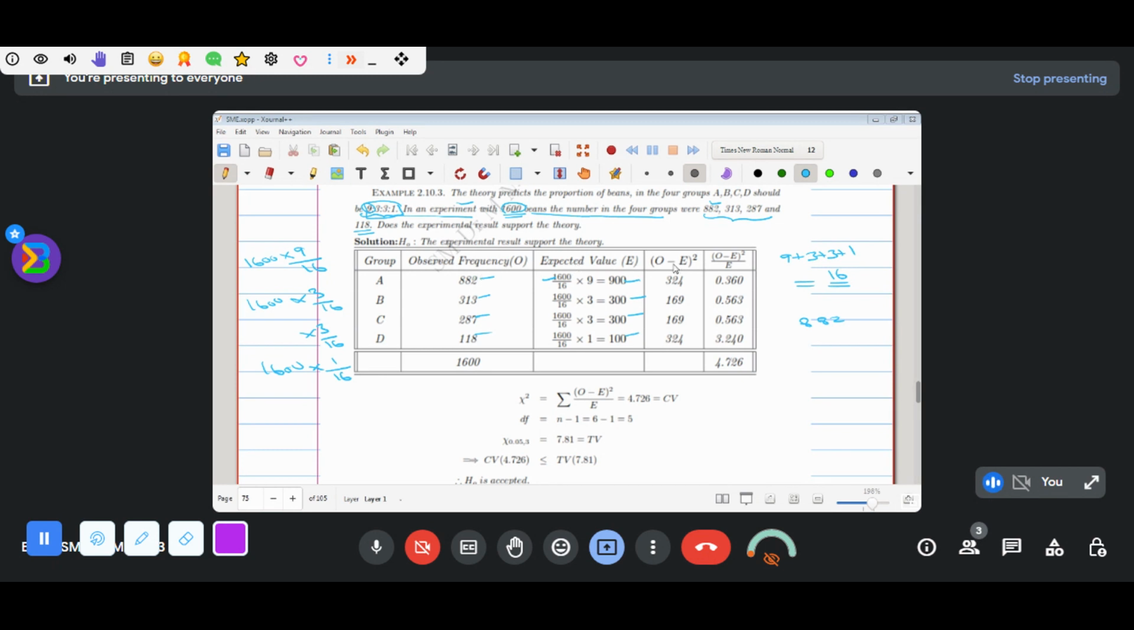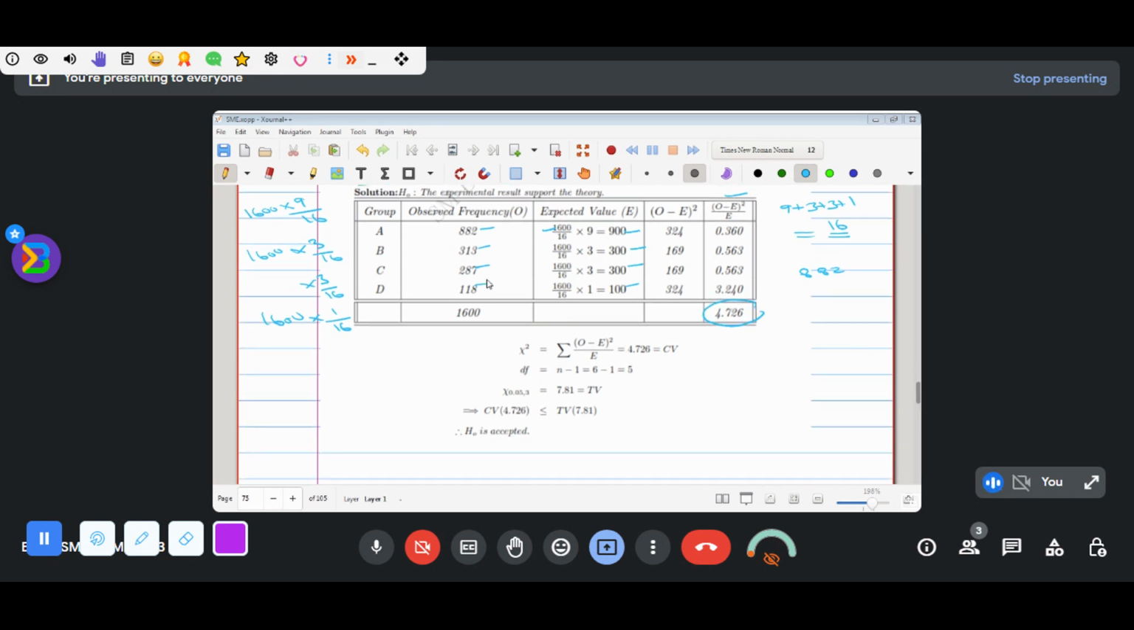Then similarly calculate (O minus E) whole square: 882 minus 900 whole square, 313 minus 300 whole square, 287 minus 300, and 118 minus 100. Similarly we can find the calculated value, and n minus 1 is the degrees of freedom.